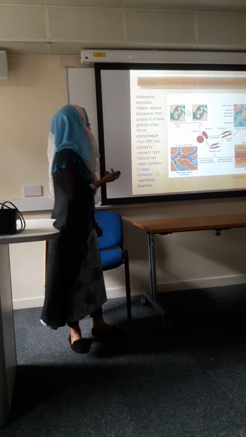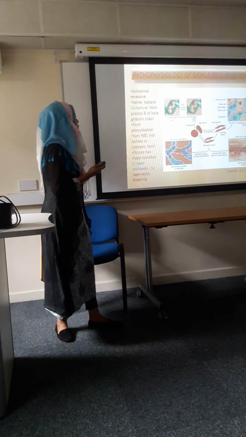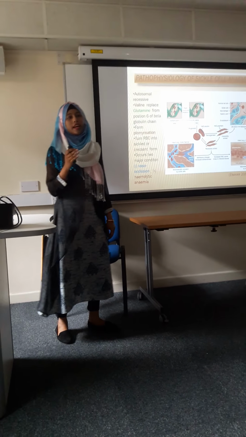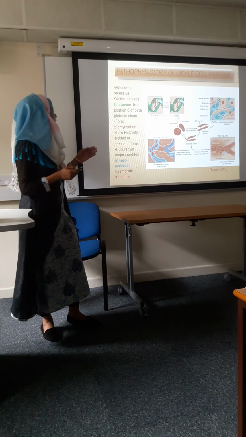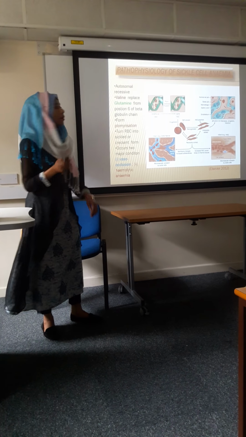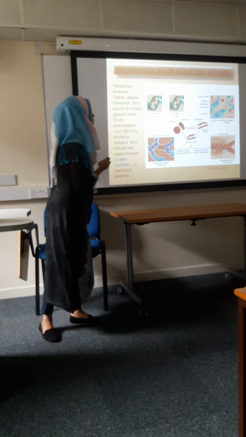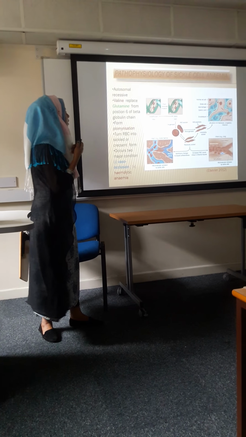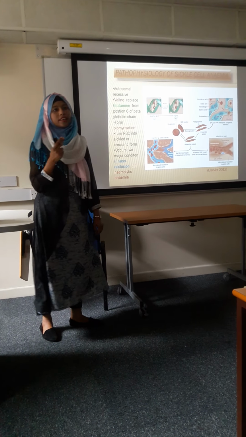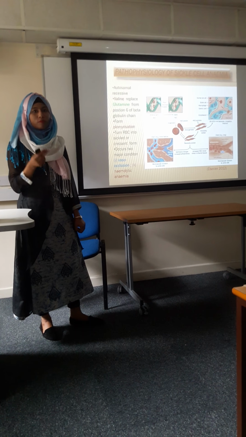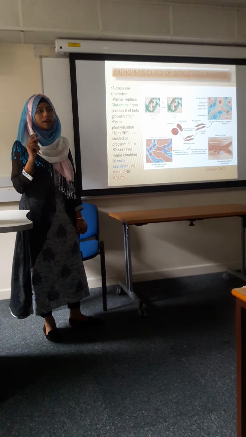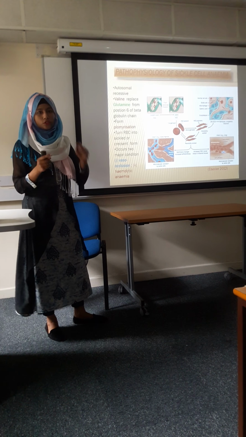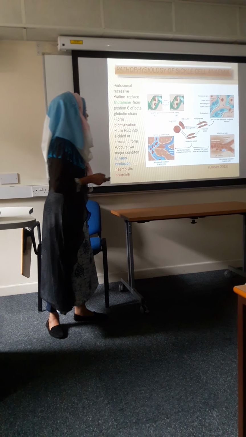Now, the pathophysiology of sickle cell anemia. It's autosomal recessive. When the amino acid valine replaces glutamic acid at position 6 of the beta globin chain, hemoglobin S is formed. This hemoglobin actually creates the abnormalities in the beta gene. Two copies of hemoglobin S are mainly responsible for creating sickle cell anemia.